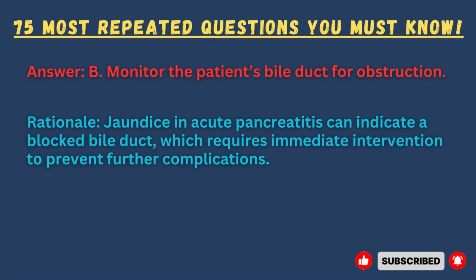Answer: B. Monitor the patient's bile duct for obstruction. Rationale: jaundice in acute pancreatitis can indicate a blocked bile duct, which requires immediate intervention to prevent further complications.